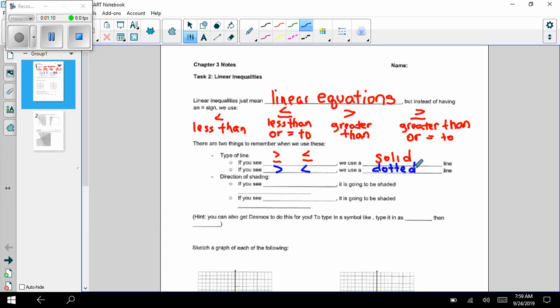The reason why the solid line is used is that greater than or equal includes an equal, which means it includes that number, so we're going to put a solid line. Greater than does not include that number, so that's why we use the dashed line.